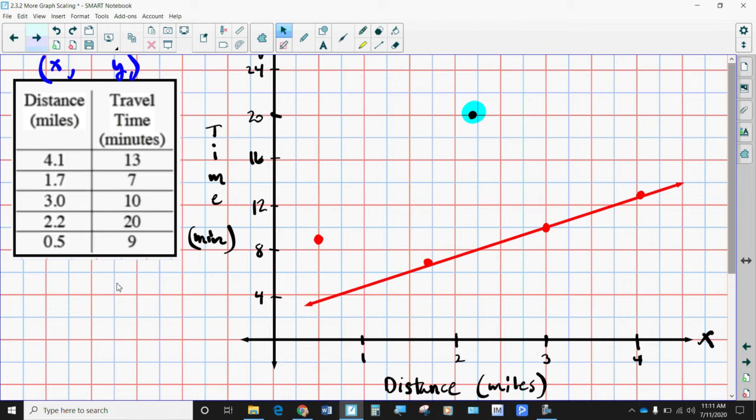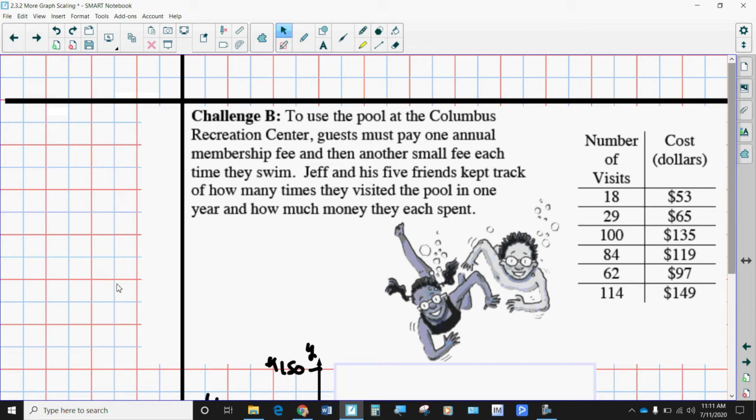Okay, here's challenge B. To use the pool at the Columbus Recreation Center, guests must pay one annual fee and then must pay a small fee for each time they go to swim. Jeff and his 5 friends kept track of how many times they went to visit the pool in 1 year and how much money they spent. So the number of visits here and the cost in dollars, please copy down this table.